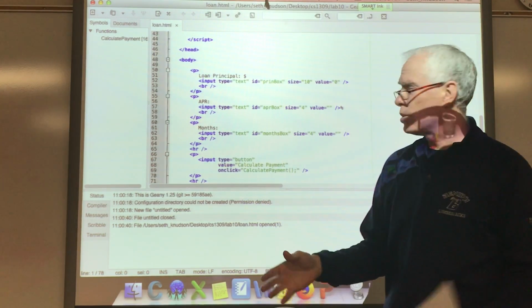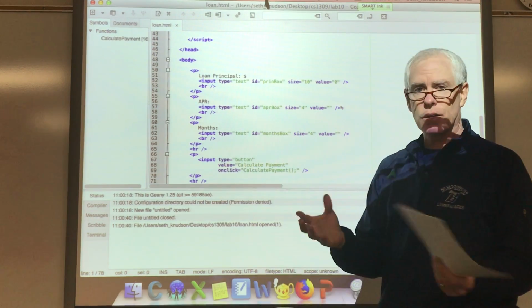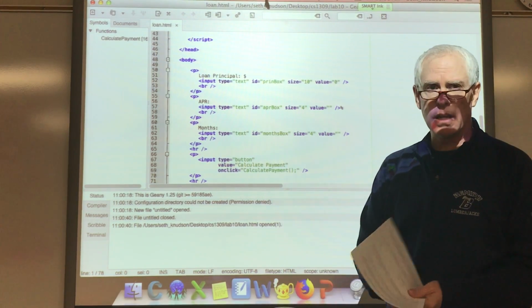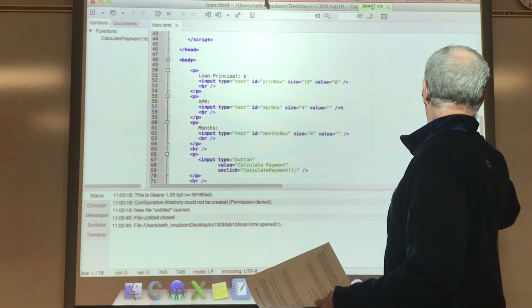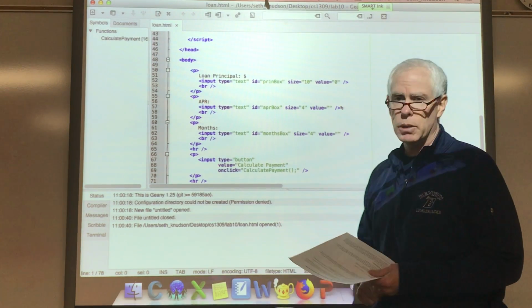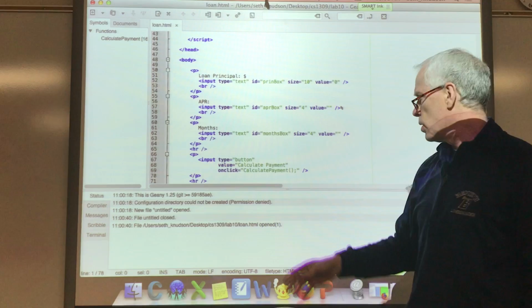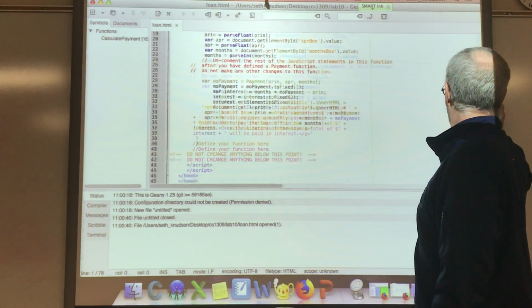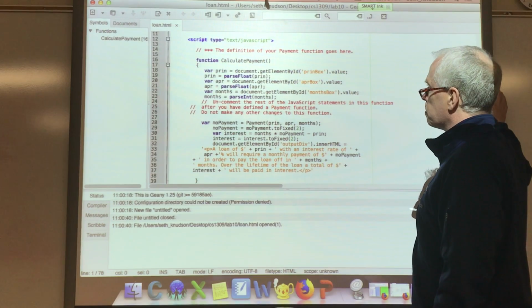They're going to type in how much the loan is. In the APR box, they're going to type in the APR, and in the months box, the number of months that they intend to pay on the loan. Okay, all of those things are going to be typed in by the user. And then on the onclick, we're going to call the calculatePayment function, which is up here.